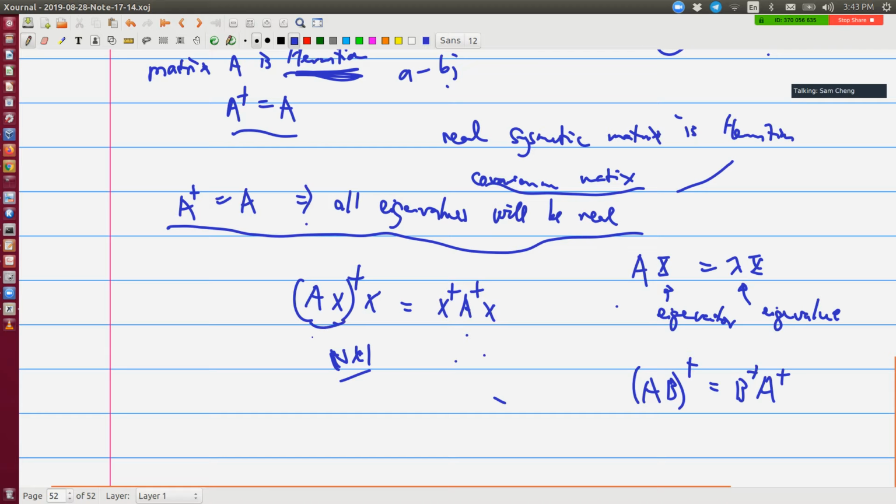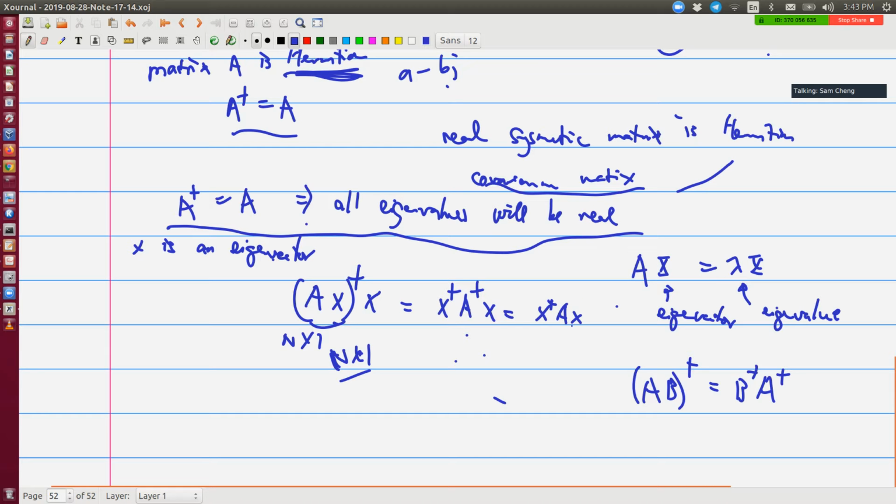Also, A times x is n by 1, because x is a vector, an eigenvector. So this becomes like this, and this is Hermitian. The Hermitian of this will be equal to this itself, so it's just equal to x Hermitian A times x here.